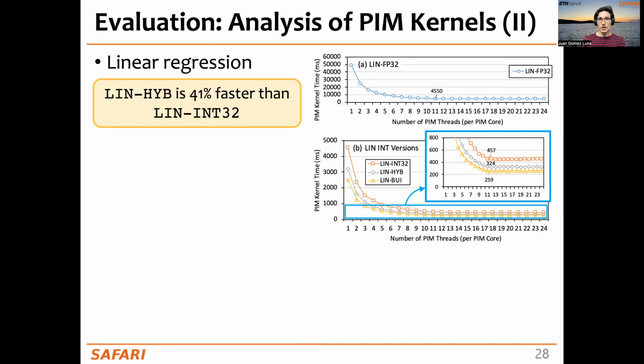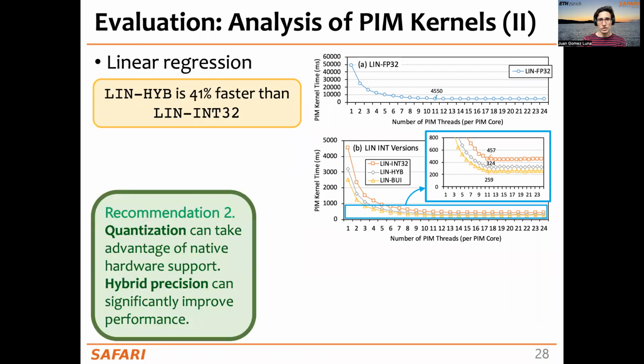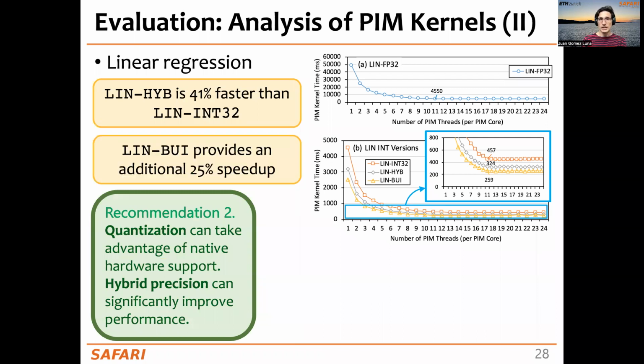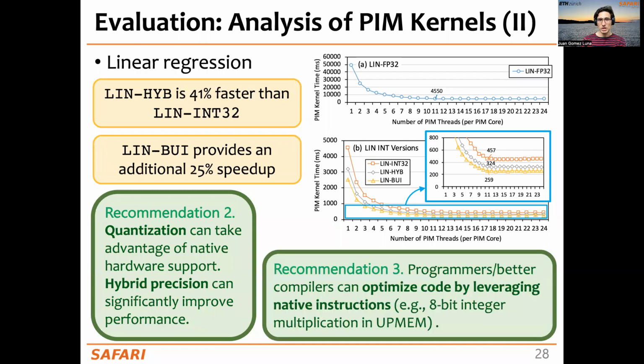More observations for linear regression is that the hybrid version is 41% faster than the 32-bit integer version. So one more recommendation is to use quantization, which can take advantage of native hardware support and hybrid precision that can significantly improve performance. And the version that uses the built-in multiplication, the custom multiplication that we designed, provides an additional 25% speed up. So recommendation 3 is that programmers, or better compilers, can optimize code by leveraging native instructions, as is the case of the 8-bit integer multiplication in the PIM architecture.